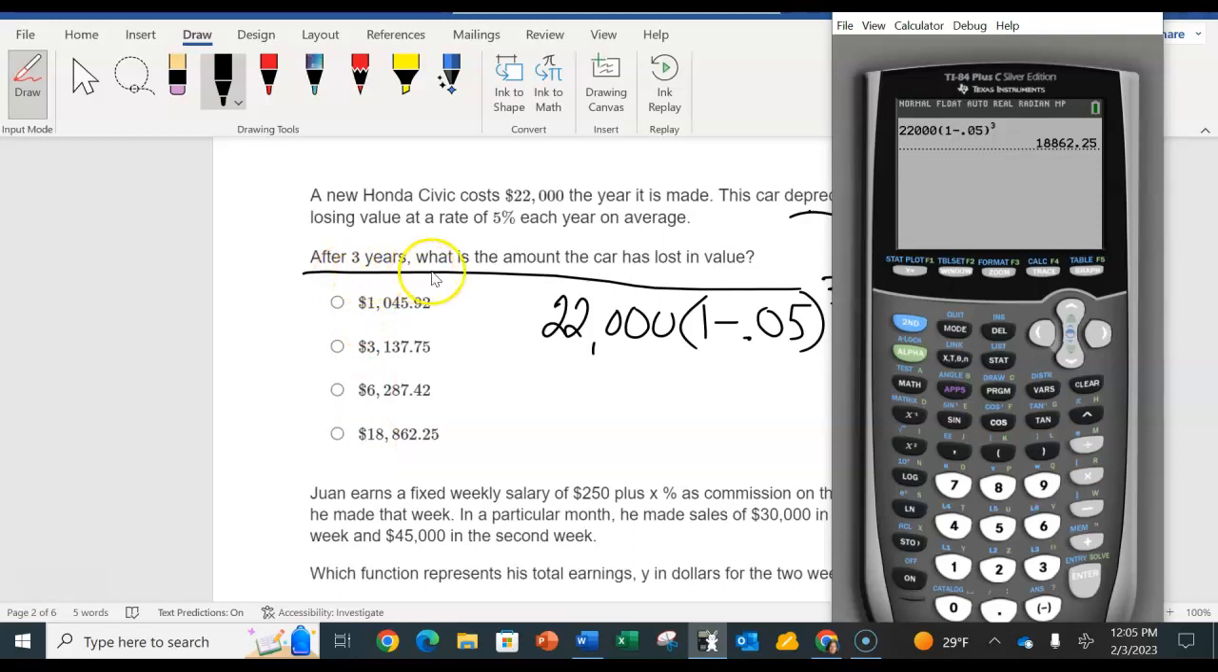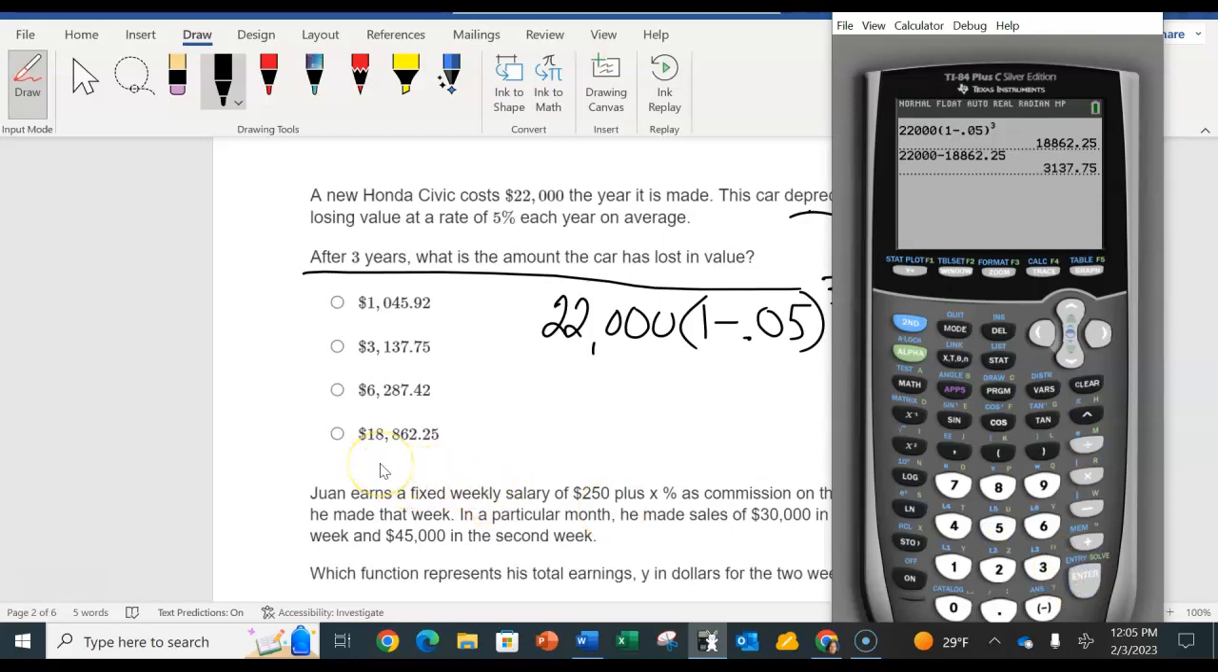This question says, what is the amount the car lost in value? Okay, so it's very tricky if you don't read the question again and make sure you know that the value it lost is going to be the original value minus how much it cost after 3 years. So you got to subtract the difference of what it cost after 3 years. So 18,862.25.